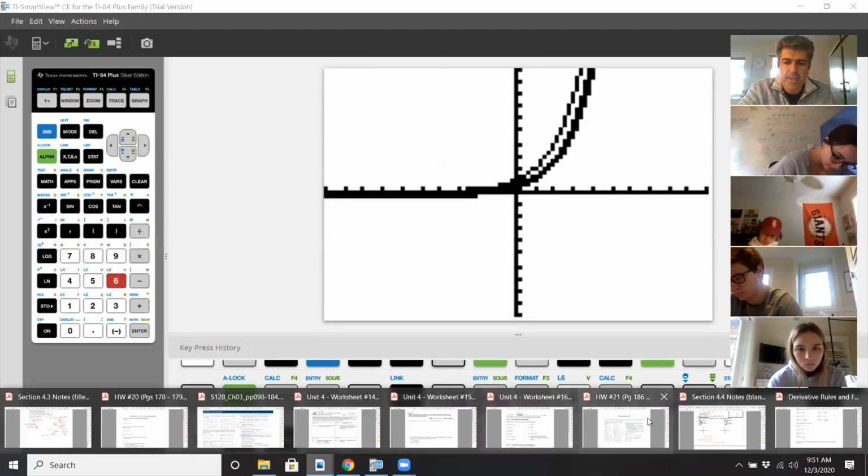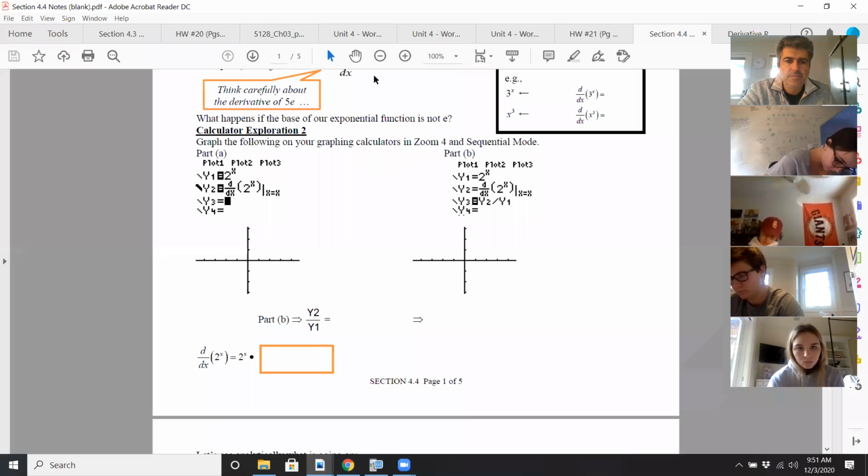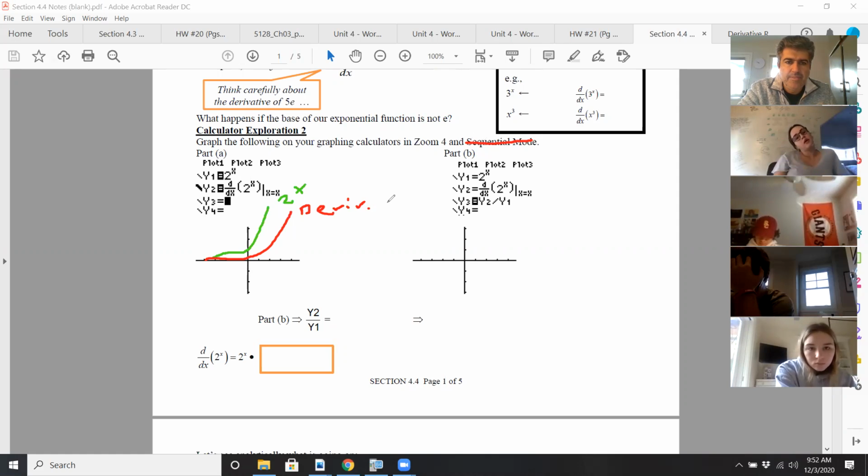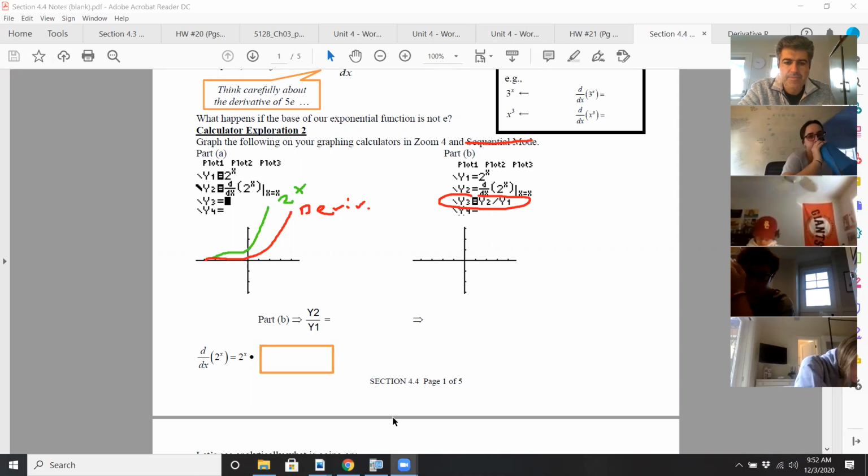So going back to my notes again, add this for 2 to the x. But then for the derivative, it looked like this. It looked a little different. And don't worry about sequential mode. I'm not sure what that means. Actually, maybe I do need to worry about that. I don't know. We'll see. But let's do this again. But now let's add this to our graphs.